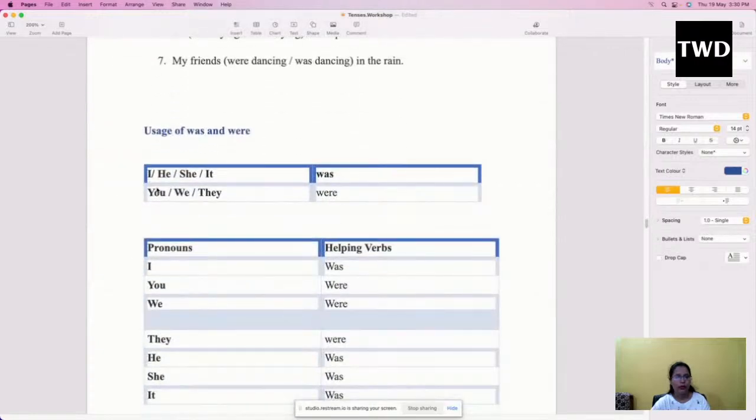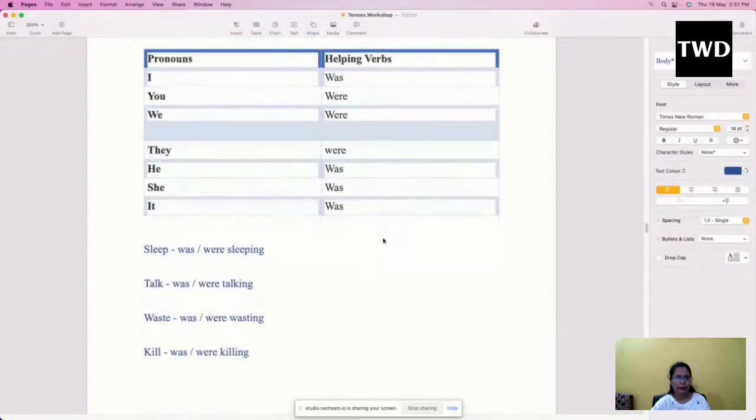So when do we use was and were? We use was when our subjects are I, he, she, it. So when it is past tense with I, we will use was only. For you, we, they, we use were. You were playing yesterday. We were playing yesterday. They were playing yesterday.